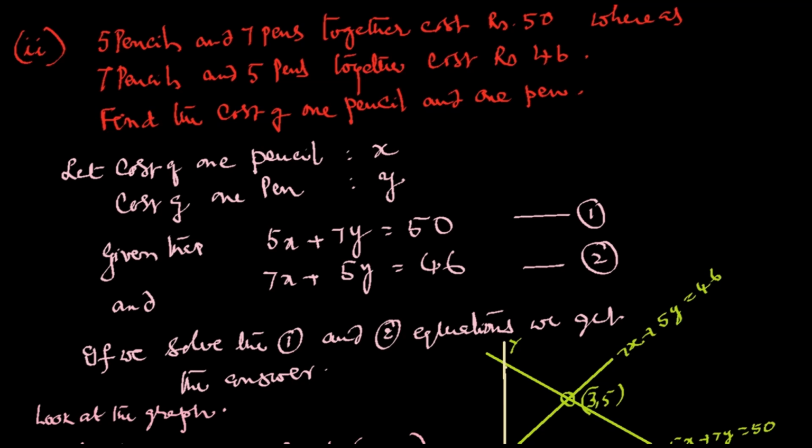Five pencils and 7 pens together cost 50, whereas 7 pencils and 5 pens together cost 46. Find the cost of 1 pencil and 1 pen. So the cost of 1 pencil is x, the cost of 1 pen is y. 5x + 7y = 50 is the first equation. 7x + 5y = 46 is the second condition.